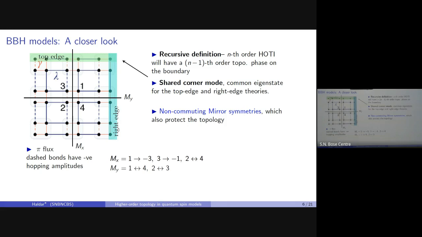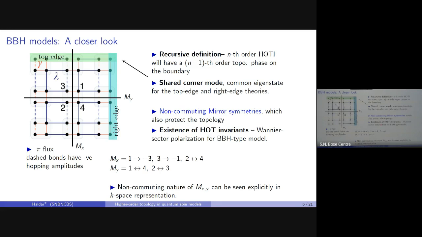Now, for the non-commuting part, you have to take my word for it. This is the representation of the symmetries in real space, but when you write these symmetries in momentum space, you will see that the matrices that denote Mx and My turn out to be non-commuting. This non-commuting nature is very important to achieve higher order topology in this BBH class of models. So try to keep these definitions in mind, because we'll use them to construct higher order topological phases in alternate platforms.